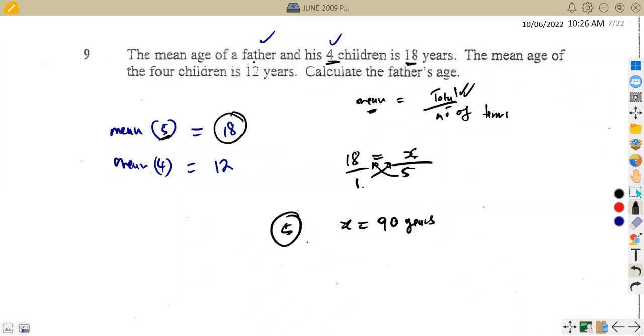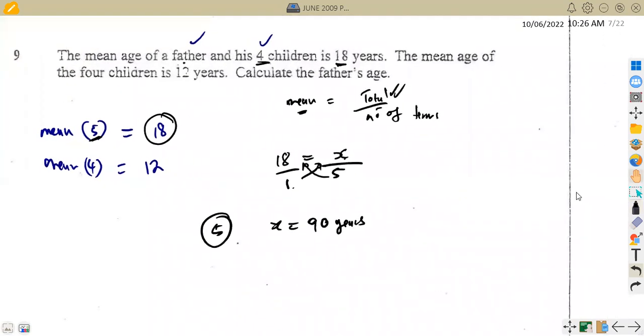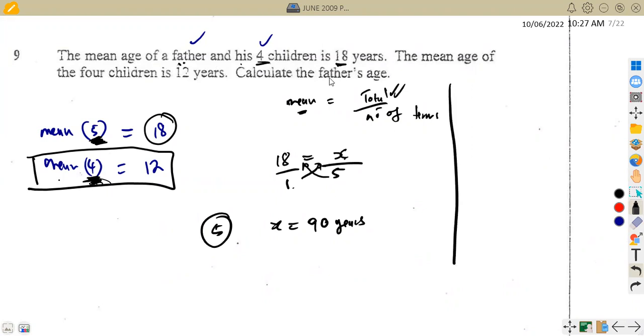Then we calculate the same thing, the total now when they are 4, because we are given the mean when they are 4, which means the father is excluded here. Previously, the father was part of these guys because it was the father and his children. Now the father is no longer there. We are just left with the 4 children. What was the total number of years of these 4 children? We still have to go back to the same formula.